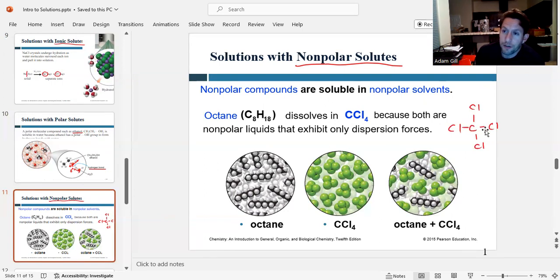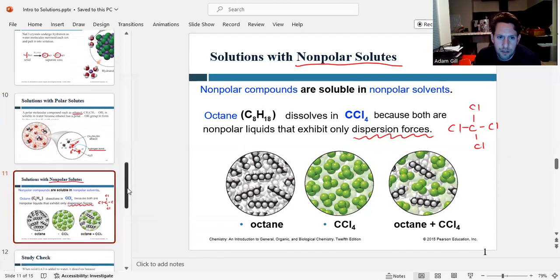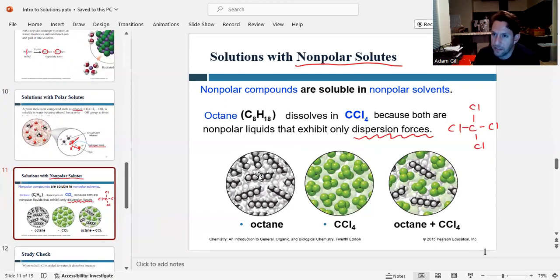But if you have another nonpolar molecule like octane here, these two things will happily mix together because they're both nonpolar. And the attractive force holding them together is dispersion forces. That was one of the 3 intermolecular forces we learned about in chapter 6. And so if two things are nonpolar, they will mix together through dispersion forces. And so neither octane, which is gasoline, or carbon tetrachloride, neither of these mixes with water, but they'll mix together just fine.